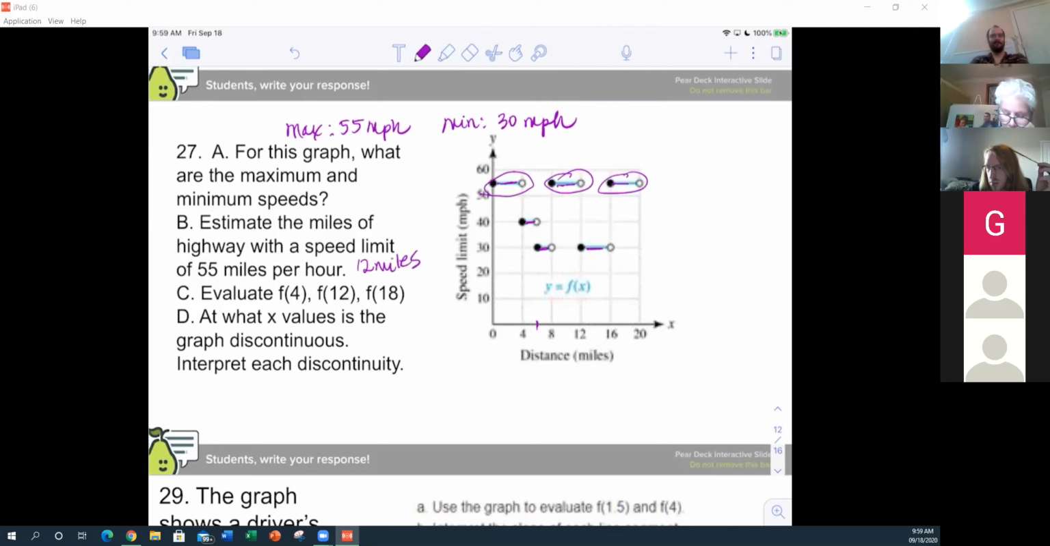Okay, so evaluate f of 4. What is f of 4? 40. Yep, because that's where the solid dot is, right? And what is f of 12? 30, because that's where the solid dot is. And what's f of 18? I got 55. Yep, because it's in that interval, right?